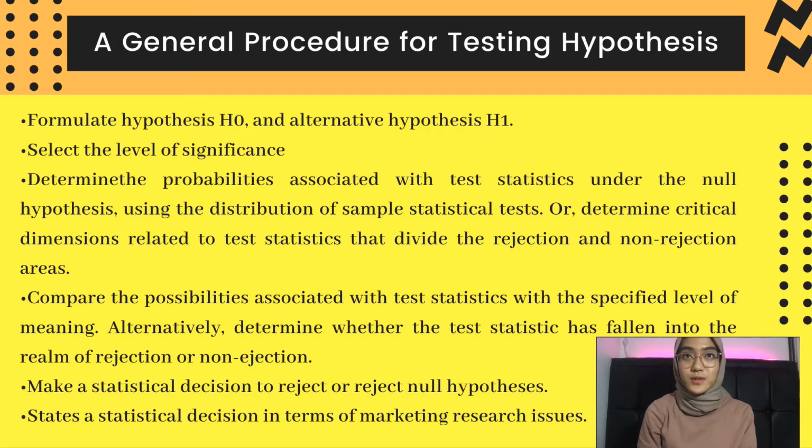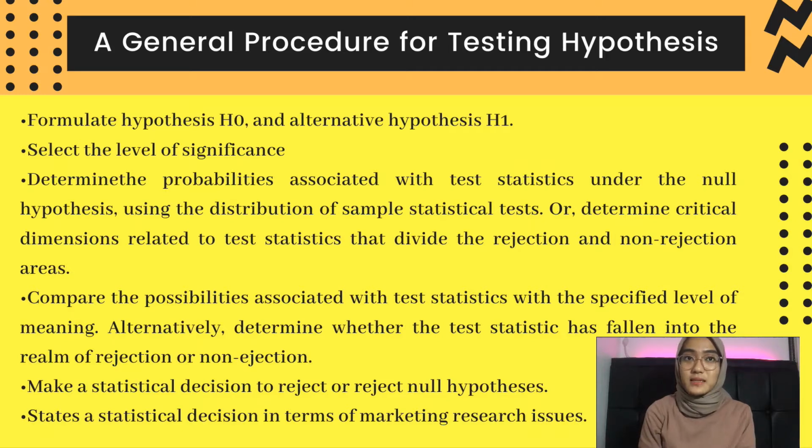A general procedure for testing hypothesis. Formulate the null hypothesis H0 and the alternative hypothesis H1. Select the level of significance. Determine the probabilities associated with the test statistic under the null hypothesis using the distribution of the sample statistic, or determine critical values related to the test statistic that divide the rejection and non-rejection areas.